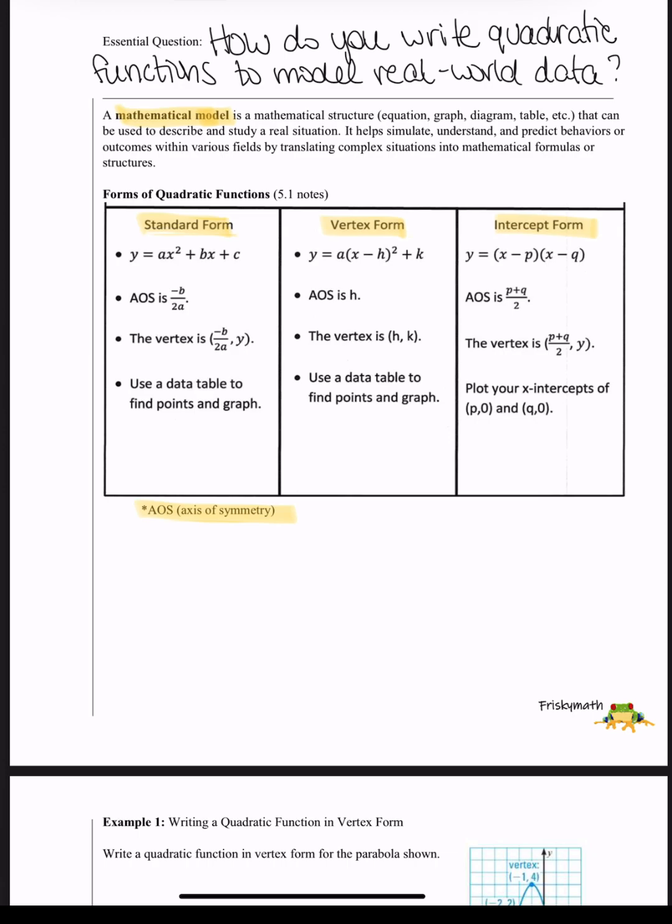Sometimes for standard form, you can factor it. Other times you're going to have to use the quadratic formula to find those x-intercepts, or you can use a table of data to find inputs and corresponding outputs. Vertex form is pretty straightforward. You've been given the vertex, and you can again use an input-output table to find other points. And intercept form is pretty nice because you've actually been given the x-intercepts, at which point the axis of symmetry is in the middle of those x-intercepts.